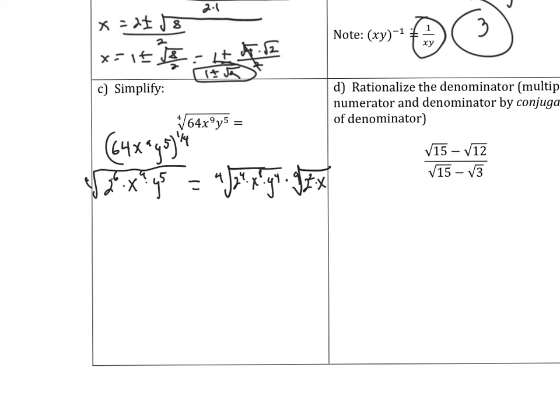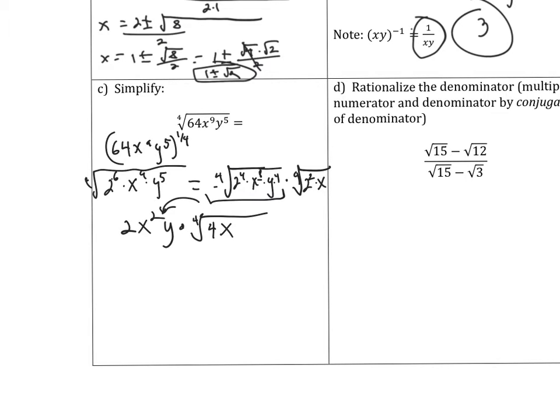The reason I'm doing that is because since we recognize that this is the equivalent of raising something to the power of 1 over 4, then this whole thing is just going to simplify because we can take the 4th root of 2 to the 4th, which is just 2. The 4th root of x to the 8th is going to be just x squared. The 4th root of y to the 4th is just y to the 1st, or y. And so this whole thing just simplifies to this. And then we still have this leftover piece here, the 4th root of 2 squared x, or 4x.